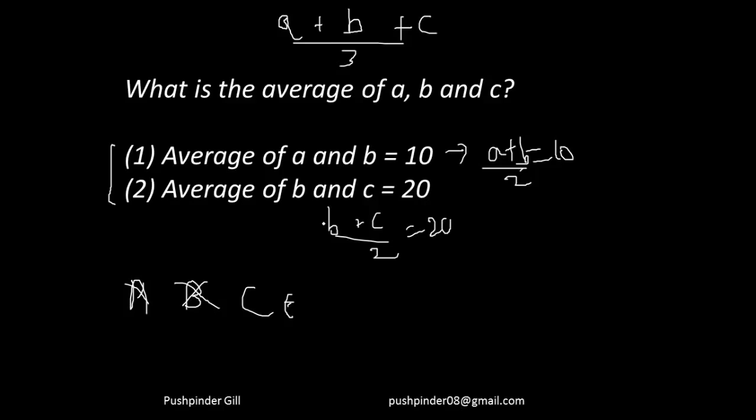I've got two equations but three variables. So can I find the answer? Even if you try algebraically, you won't be able to find the answer. That means my answer is option E. So you understood the premise of a data sufficiency question. That's my main objective of this video.